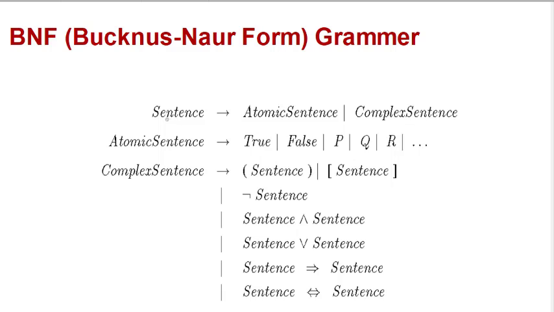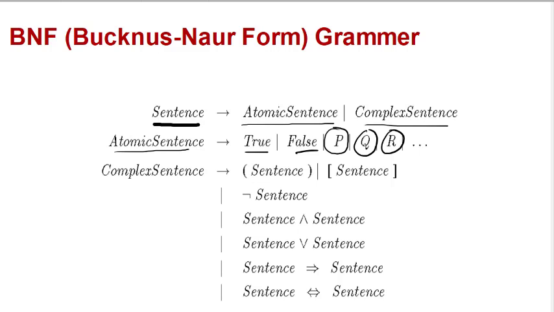So here we see the BNF form, Backus-Naur form. What does it say? A sentence can be an atomic sentence or a complex sentence. An atomic sentence is either true or false. It can be represented by a capital letter P, Q, R and so on. A complex sentence can be constructed by using atomic sentences and a connective.